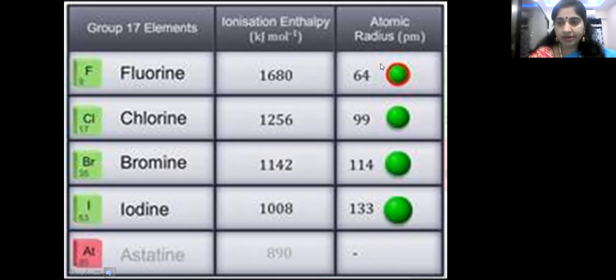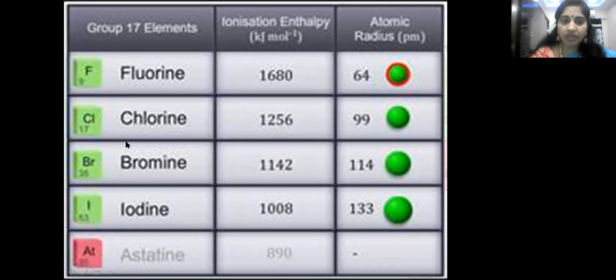This is the atomic radius top to bottom. What is happening? From fluorine to iodine, atomic size is increasing because the number of shells is increasing. So 64, 94, 114 and 133 picometers is the atomic radius of these group 17 elements. Next, coming to ionization enthalpy, as the size increases, ionization enthalpy goes on decreasing: 1680, 1256, 1142 and 1008. So it means that ionization enthalpy goes on decreasing as the atomic radius goes on increasing.